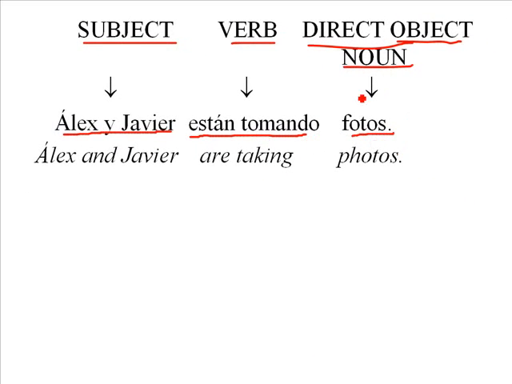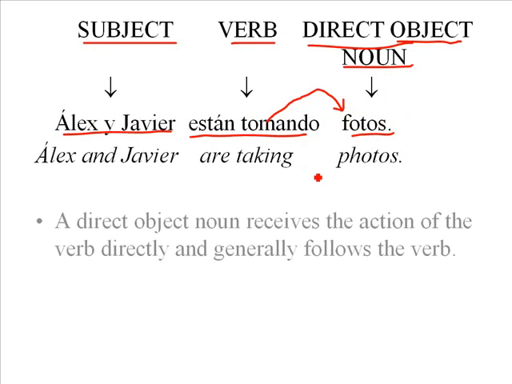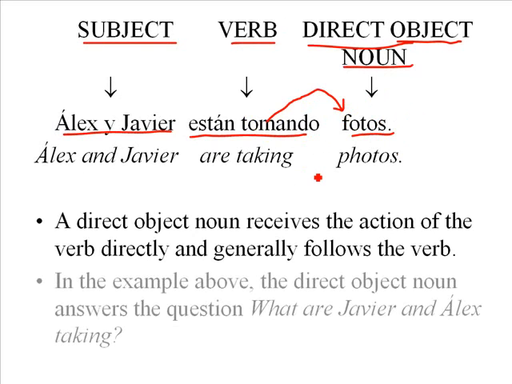What are they taking? Fotos. What is the verb directly acting on? In this case, it's fotos. Okay, so the direct object noun receives the action directly from the verb. The way we know which is the direct object noun, usually it follows directly after the verb, but sometimes it doesn't. But at any rate, it will always answer the question, what? What are Alex and Javier taking?